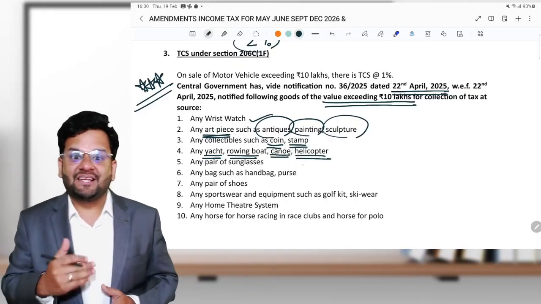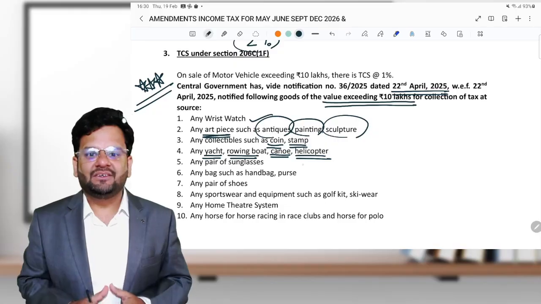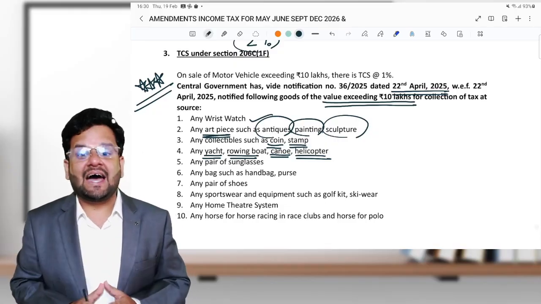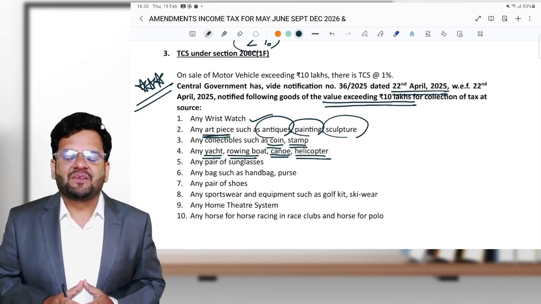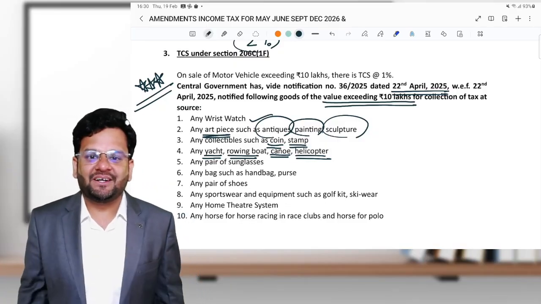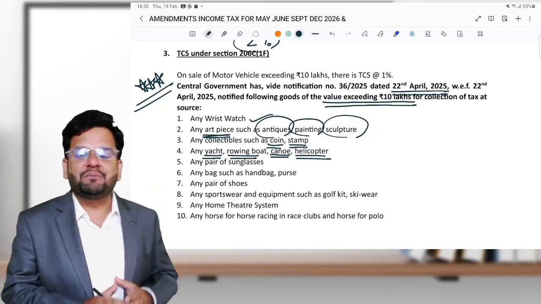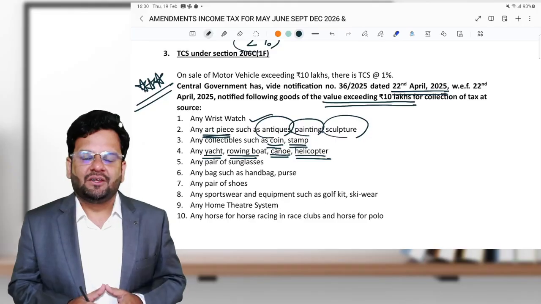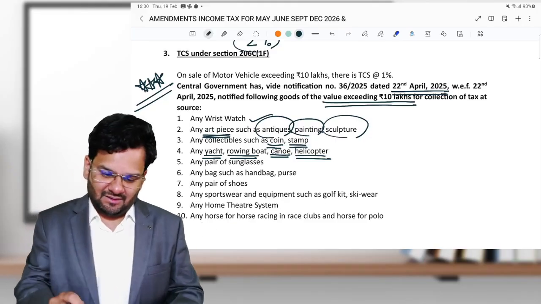things, the seller of these things should collect TCS at 1% from the buyer and remit it to the government and give information to the government that, see, government, these are the people who are buying such things. Okay, of course the price of this should be exceeding 10 lakhs.